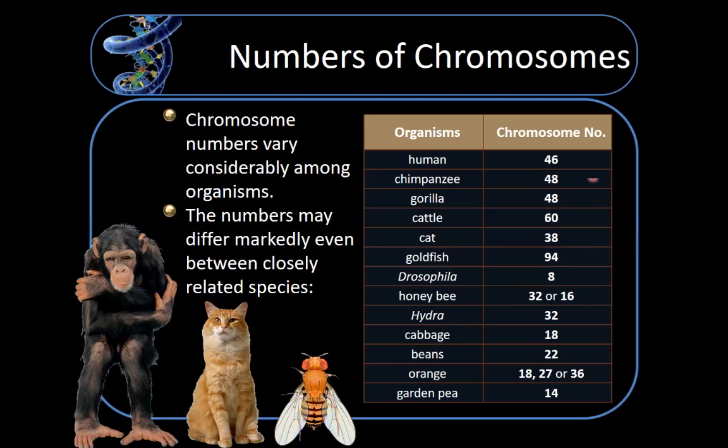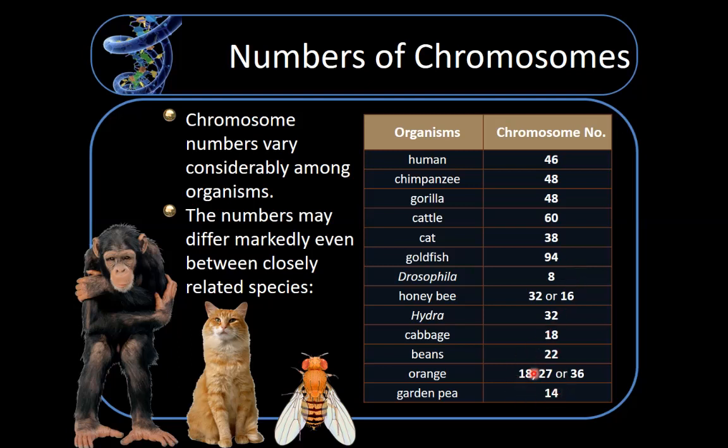When we go ahead and look at this list, however, it does tell us something pretty spectacular. Okay? When we go ahead and look at these, what do you notice about all these numbers? 46, 48, 48, 60, 38, 94, 8. What do they all have in common? If you said that they're all even, you would be right. Okay? These are all sexually reproducing organisms, and so they get genetic material from both sets of parents, okay, from their mother and their father, and because they get a set, it has to be divisible by 2.